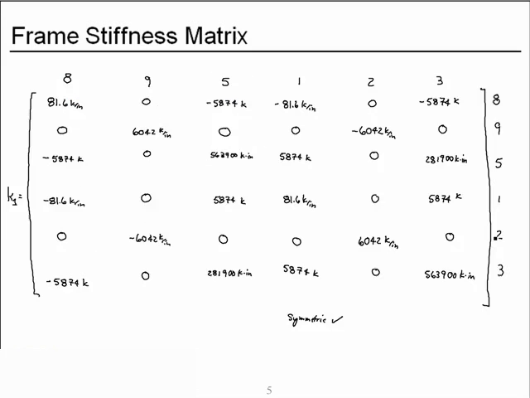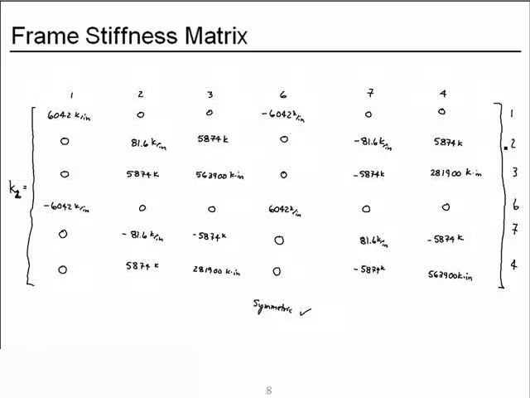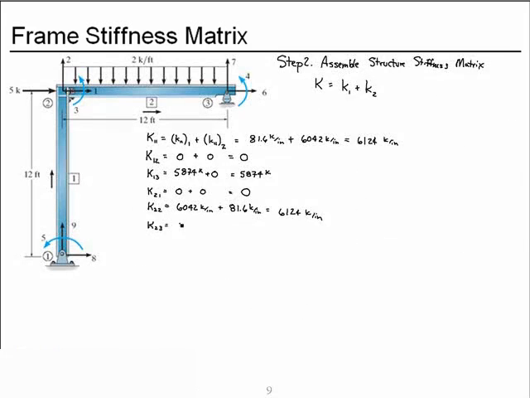K23, row 2, column 3 is a 0 plus this quantity. So we have 0 plus 5874 kips, and so the structure stiffness coefficient is 5874 kips.